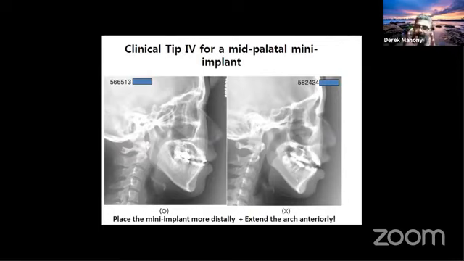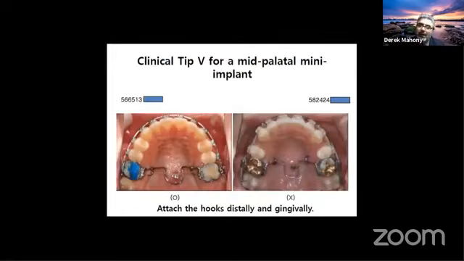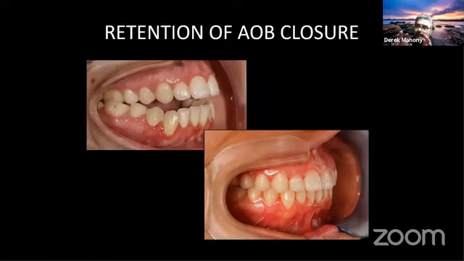So I like to place my mini implant more distally, and I need to extend my arch anterior. That really gives me fantastic intrusion, right? But you'll learn that when you do a course by Dr. Kim or read his book. But can you see here what's going on? You attach those hooks distally and gingivally. And if you do that and you compare the diagram on the left to the right, you'll see a better moment of force, right?